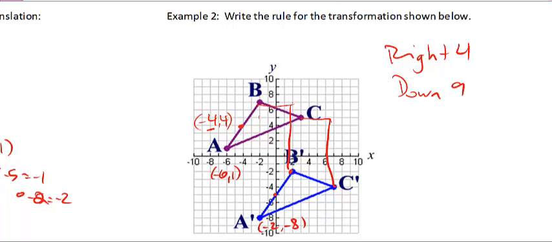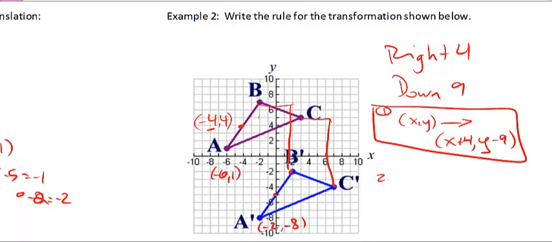So now we have to just define the rule for this, and we would say that there are 2 ways. One, we could say that (x, y) becomes the point (x + 4, y - 9). Moving right 4 means I need to add 4 units to my x-coordinate, and moving down 9 means subtracting 9 from my y-coordinate. So that would be one way to do it. The second would be, again, using that function notation: T(x, y) is equal to, and what's on the other side of the equal sign is the exact same as the other method. So don't even think of these as different. It's just instead of an arrow, we have an equation, an equal sign, and we have that T in front to just remind us that it's a translation.